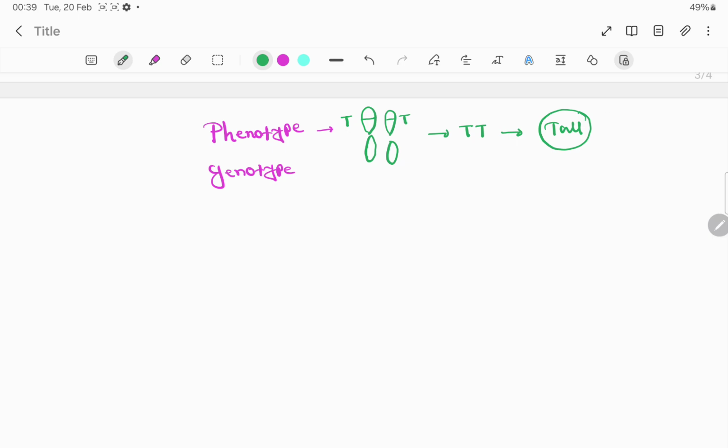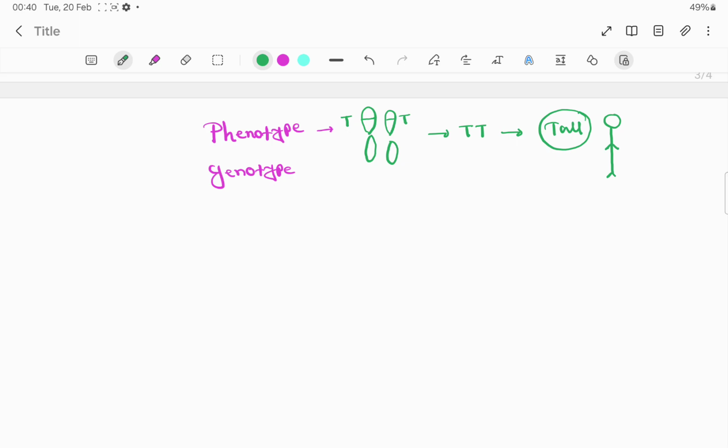Clear? So as the individual is tall, you can see the height of that individual. Is it clear? Understood? If you look at that individual, the height of that individual is very tall. Okay, the individual is very tall. So this individual, we can see the morphology.